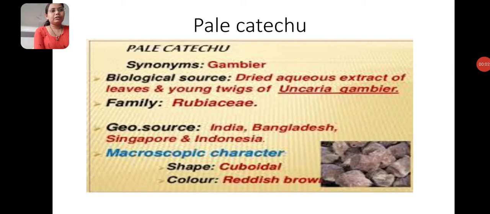Good morning everyone. Today we will start with the pale catechu. We know that there are two different types of catechu. First one is Gambier catechu or pale catechu.